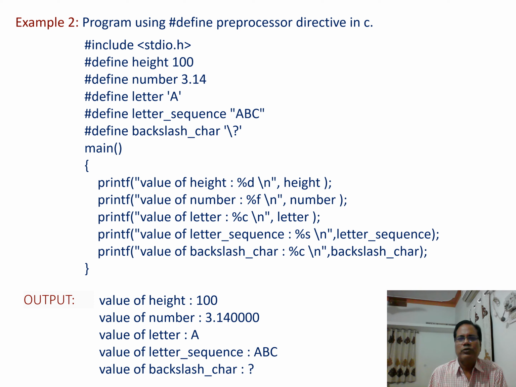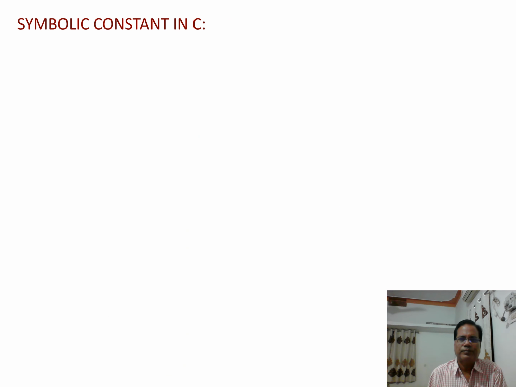of this nature. So whether we use the const keyword or the #define preprocessor directive, we can get the same result. So in both ways, a constant in C can be defined, declared, and its value can be assigned. Now, symbolic constants in C.